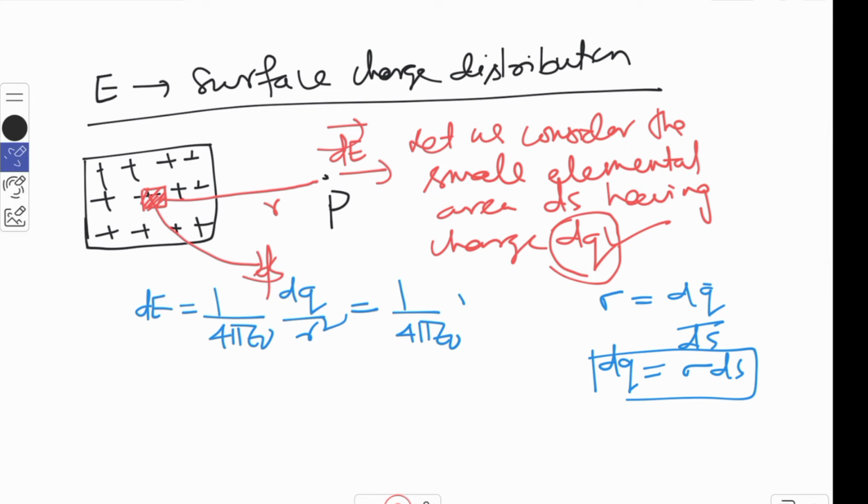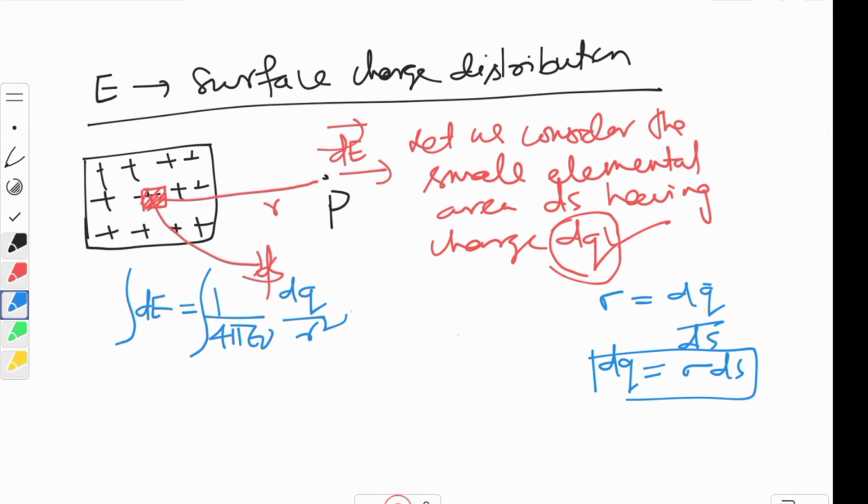First see, this much of electric field we got now due to this point charge, but we want it for the entire surface. Like how we have done for the linear charge distribution, the same way we'll take the integration, but now integration over the surface S. So now tell me what to do. Integration of dE will be E. Now we'll write integration over S of 1 by 4 pi epsilon naught, dq we'll put as sigma dS, by r square.